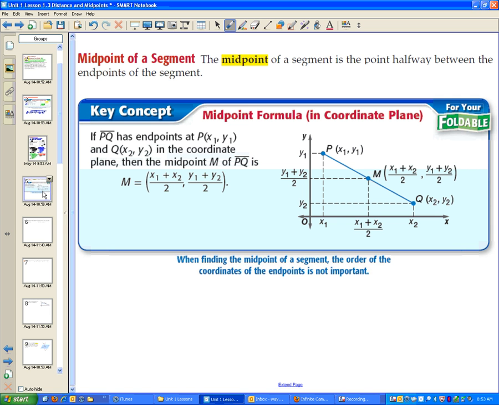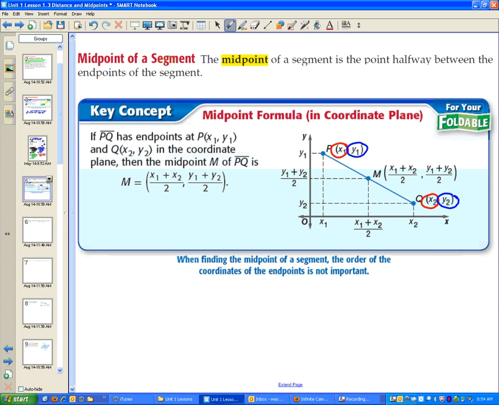Just like if you were trying to find the average of 15 things, you'd add 15 things together and divide, not by 2, but by the number of them. So, all we have to do to find the coordinates of the midpoint is to find the average of each of the sets of coordinates. The x-coordinate of the midpoint is just the average of the x-coordinates of the endpoints. The y-coordinate of the midpoint is the average of the y-coordinates of the endpoints.